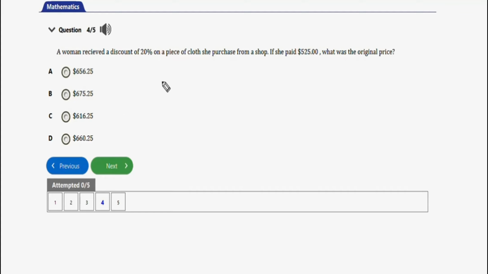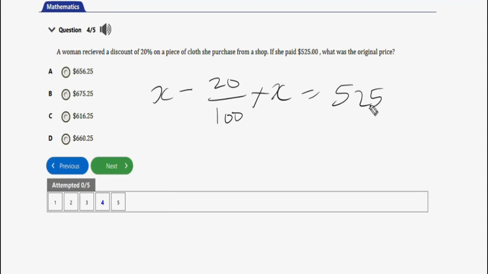So we don't know the original price or the marked price. Let's call it x. It will be x minus 20% discount, just like a reduction price. So that's 20 over 100. A 20% discount means 20% of the original price, which we don't know, times x equals $525. So this is the same thing as x minus 20x over 100 equals $525.